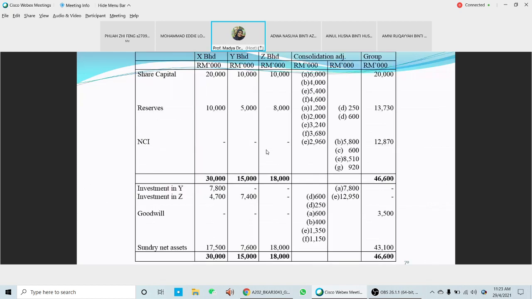Okay, this is the statement, the consolidated financial statement. So A, B, C, D, you just refer to the journal entry that we have here.